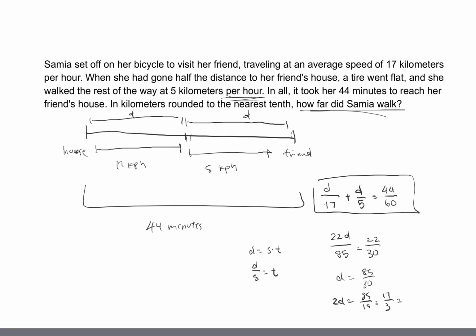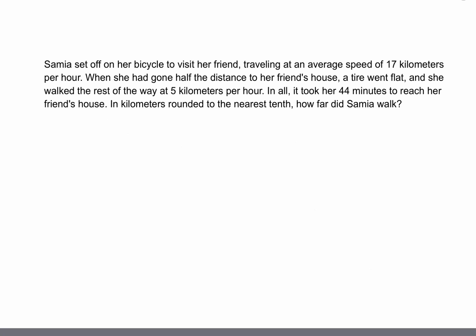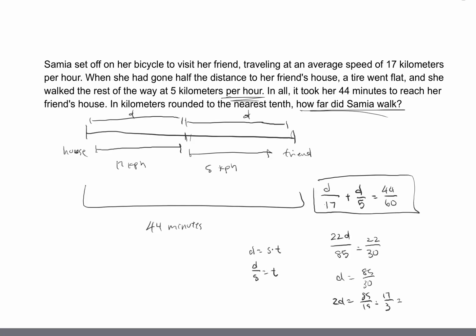Oh, okay, yeah, we only want the D, right? Whoops. Yeah, never mind. Okay, I'm sorry, I wrote the question a little bit wrong. It says how far did Samuel walk, which means that we only want this second half, which is 85 over 30, which is 17 over 6, which should be 2.8. I think this is good, right? Sorry, guys. I have a little bit of a brain freeze.